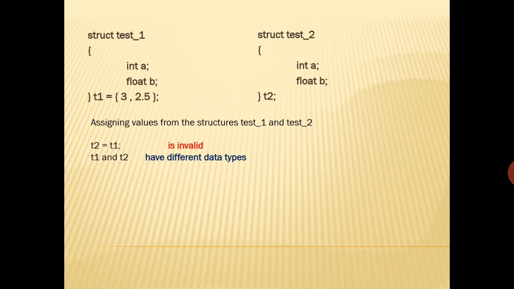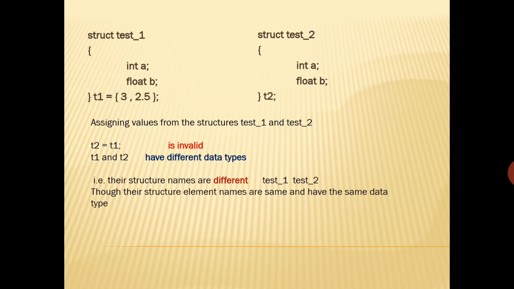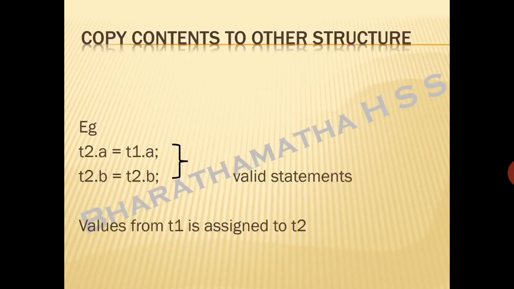t1 and t2 have different data types. Both are of different data types, though they resemble the same. Then their structure names are different. That is what I told. They both are different structures. Though their structure element names are the same, and they have the same data types, they both are different structures. So t2 = t1 is not possible. It is an invalid statement.